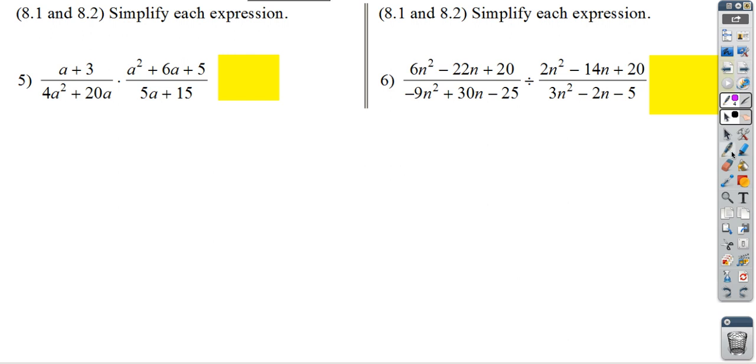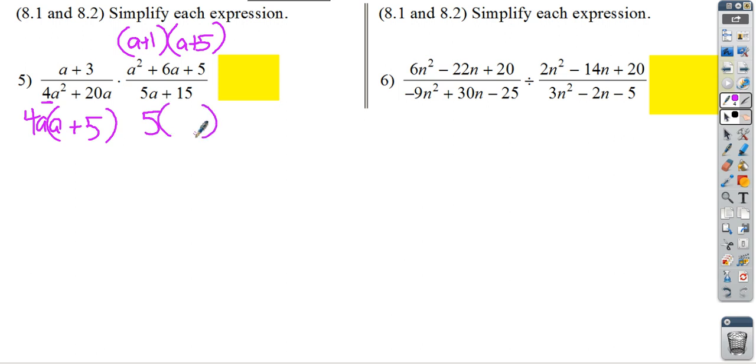Alright, these are done similarly. So the first one, we'll factor anything we can factor. Right here, the common factor of those two would be 4a, because 4a goes into both of those. 4a goes into this a times. We're just dividing 4a squared by 4a. And 20a divided by 4a is 5. Okay, on the top, what numbers multiply to 5 and add to 6? That would be a plus 5 times a plus 1. And the bottom right here, again, this has a common factor of 5. If you divide 5a by 5, you get a. If you divide 15 by 5, you get 3. So that's what we have.